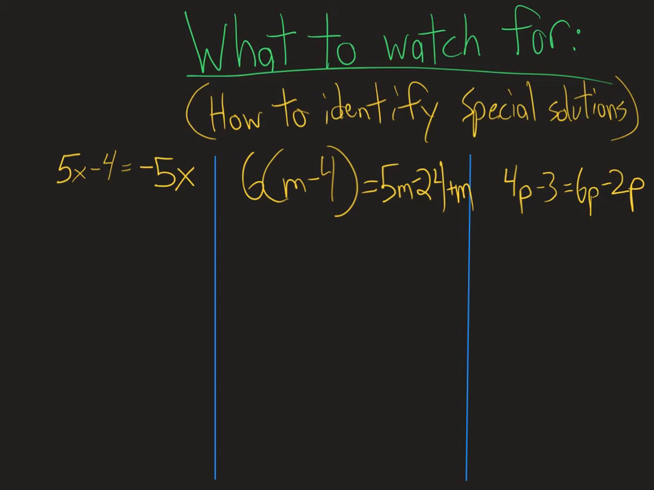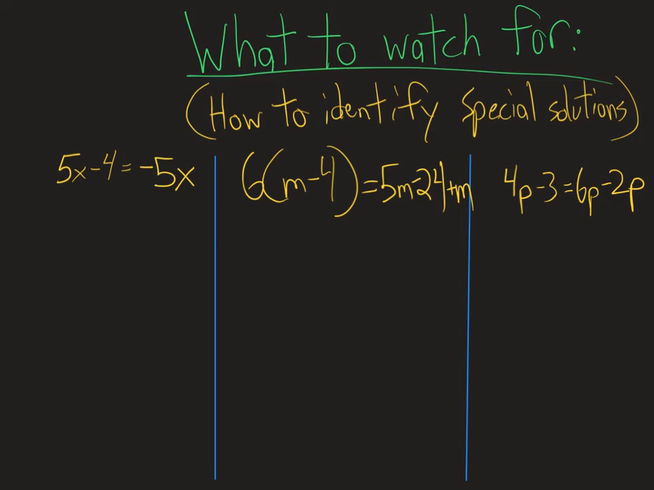Notice, they are not exactly the same. 5x and -5x are not the same. This will absolutely work out. So don't fall for that trap. They have to be identical. Okay, so let's work this guy out and see.